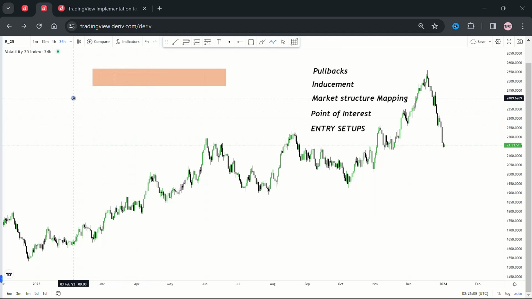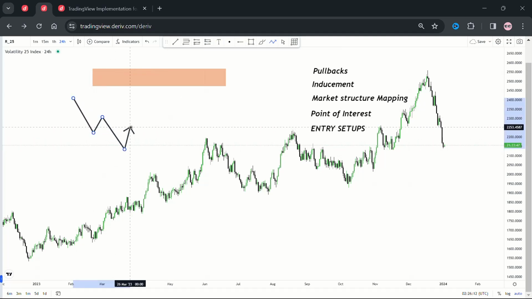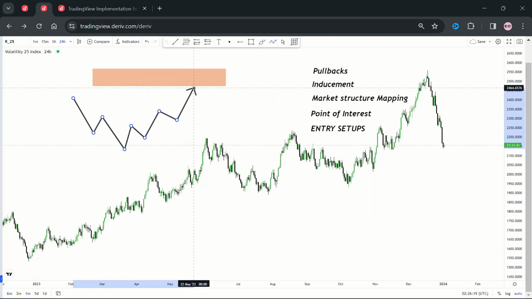Let's say the market is just retracing, going back to your point of interest. Now, this is where you mess up. The moment the market hits your point of interest, you want to enter a trade. This is where you mess up.